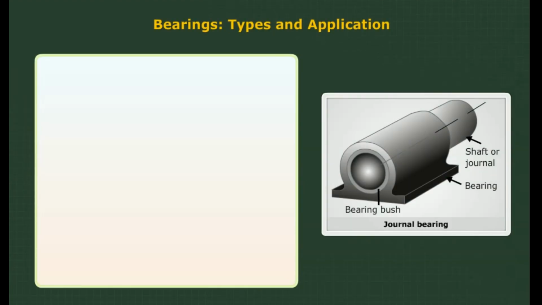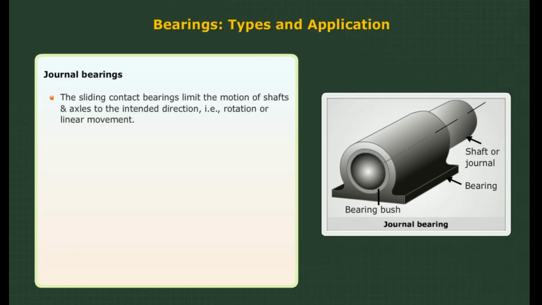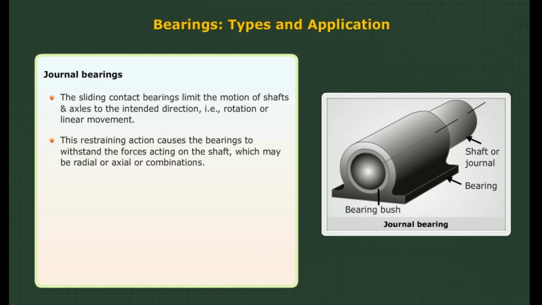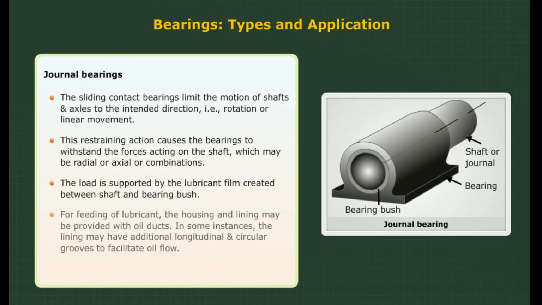Bearings. Types and application. Journal bearings. The sliding contact bearings limit the motion of shafts and axles to the intended direction, that is, rotation or linear movement. This restraining action causes the bearings to withstand the forces acting on the shaft, which may be radial or axial or combinational. The load is supported by the lubricant film created between shaft and bearing bush.